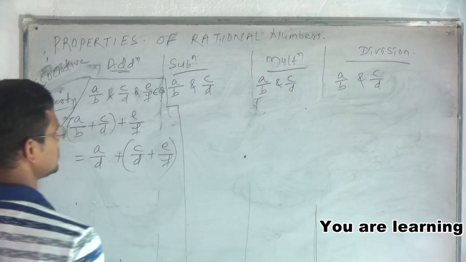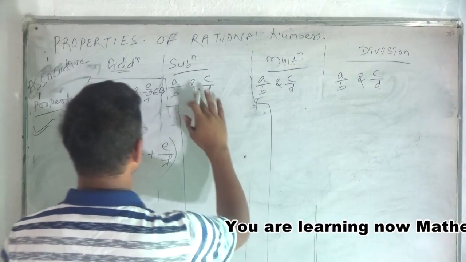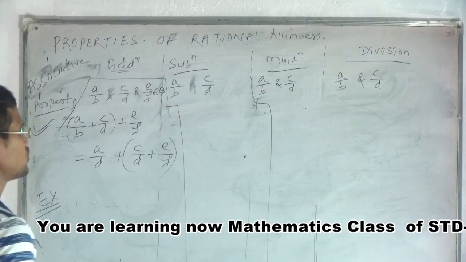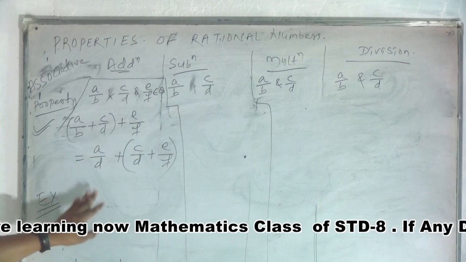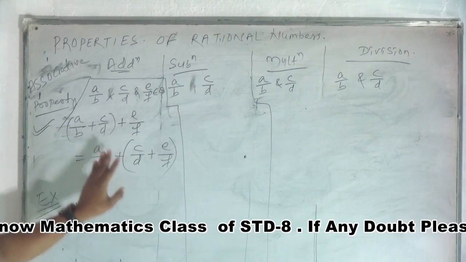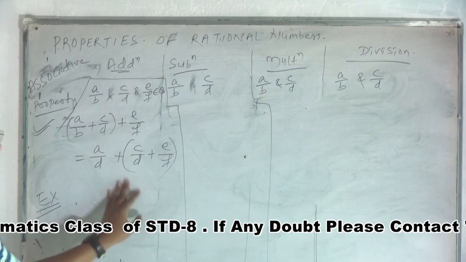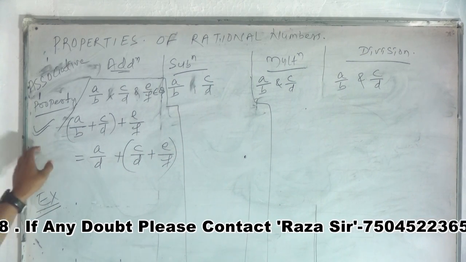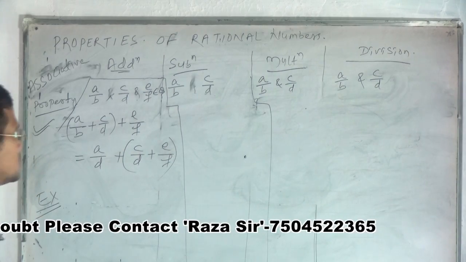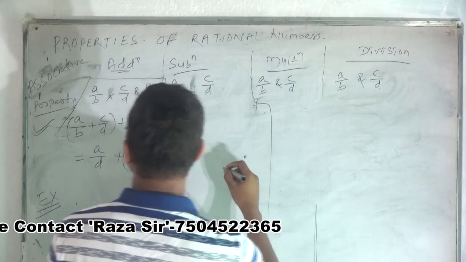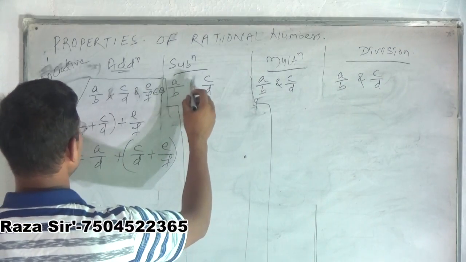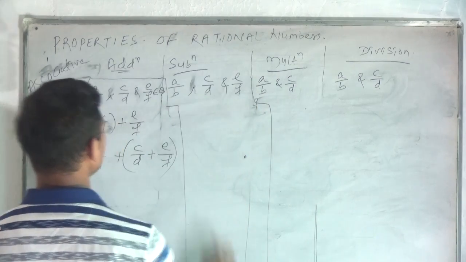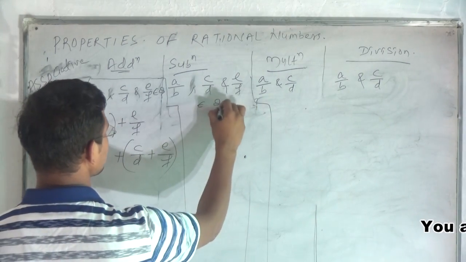In the case of subtraction, you can check it. Take three rational numbers and check addition of rational numbers. You check that addition of rational numbers is associative. Understood? Then subtraction of rational numbers: A by B, C by D and E by F are three rational numbers.